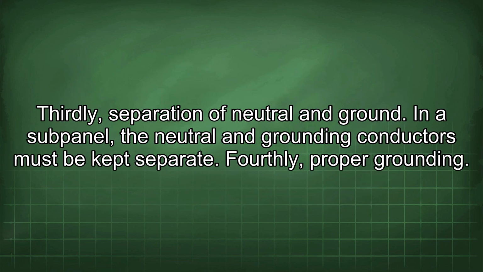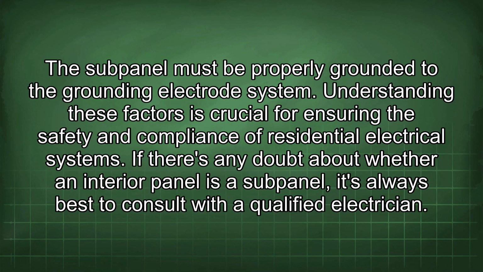Thirdly, separation of neutral and ground. In a subpanel, the neutral and grounding conductors must be kept separate. Fourthly, proper grounding. The subpanel must be properly grounded to the grounding electrode system. Understanding these factors is crucial for ensuring the safety and compliance of residential electrical systems.